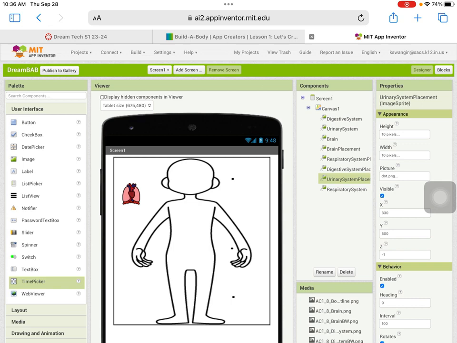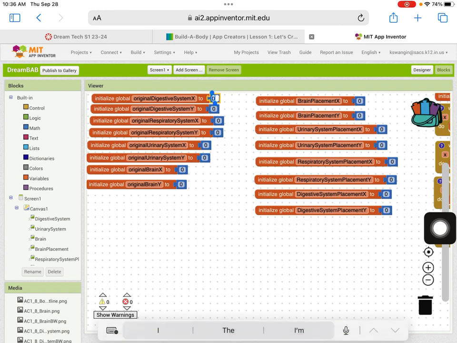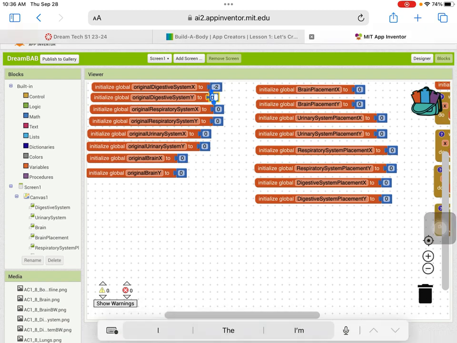I know it seems tedious, but there's no better way to be able to fill in these numbers. So my original digestive X, -2. My original digestive Y, 650.